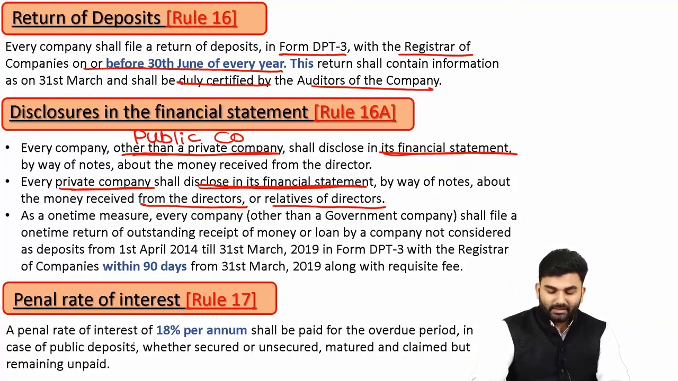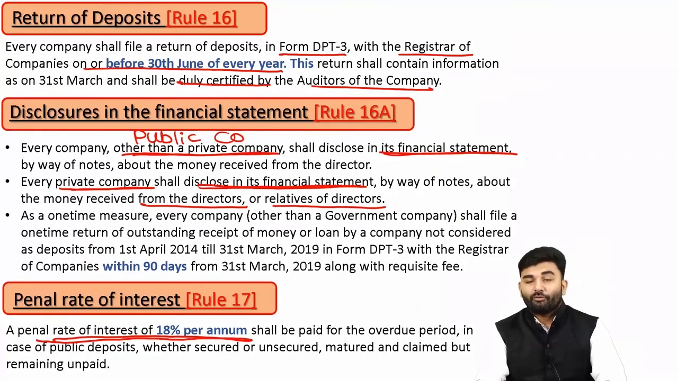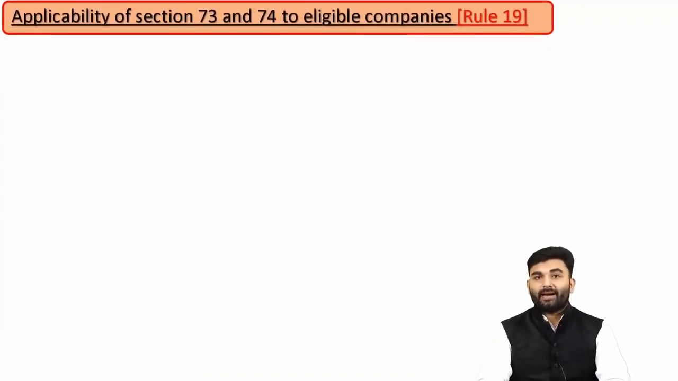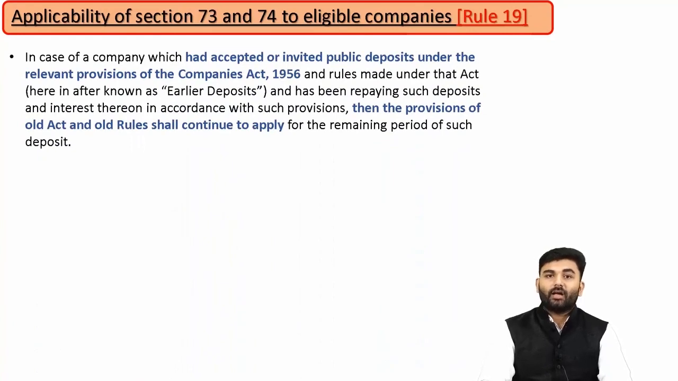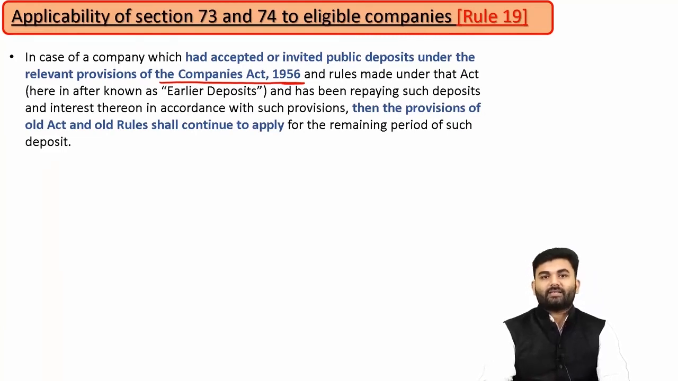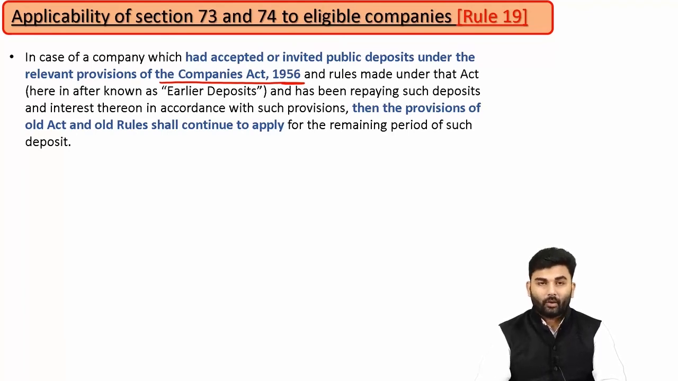Whenever a company makes any kind of delay in repayment of deposits to its depositor, the company will be subject to a penalty rate of interest at the rate of 18% per annum for such delayed period. Whenever your company had accepted deposits under the earlier act, that is, the old Companies Act 1956, such deposits shall be repaid as per the provisions of Section 74. Till the time they are repaid, following the old rules for those deposits is completely allowed.